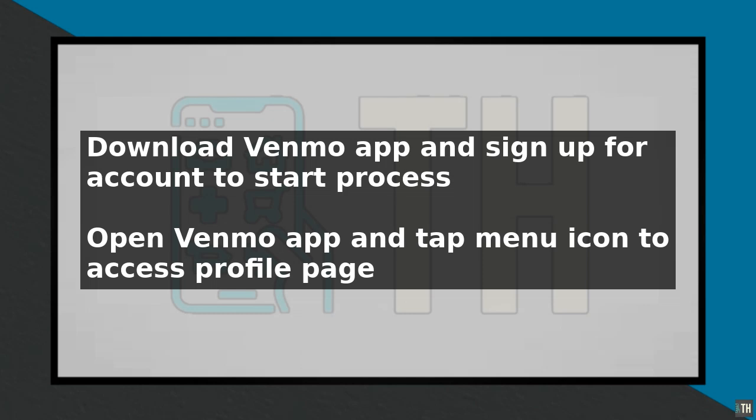Once you have a Venmo account, open the Venmo app and tap on the menu icon, which is usually located in the top left corner of the screen. From the menu, select the option that says Me or Profile. This will take you to your Venmo profile page.